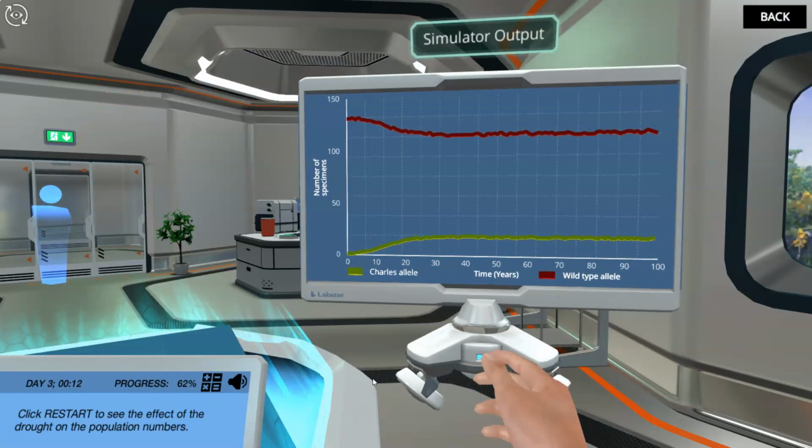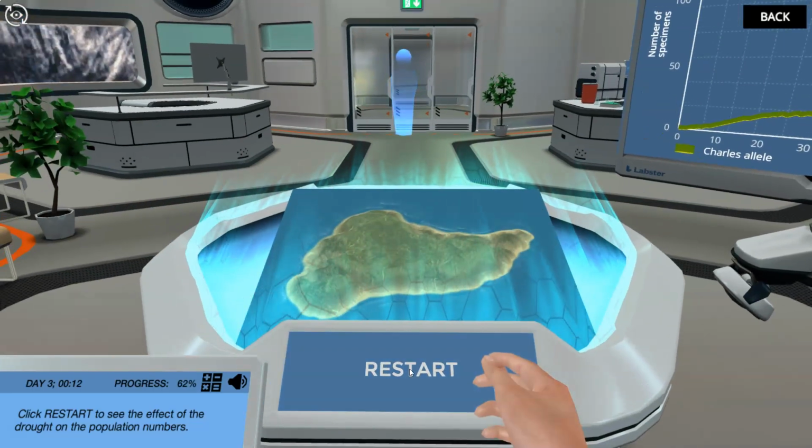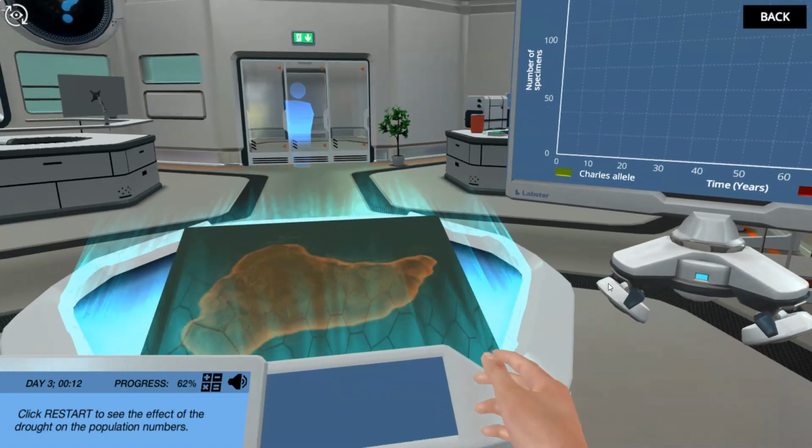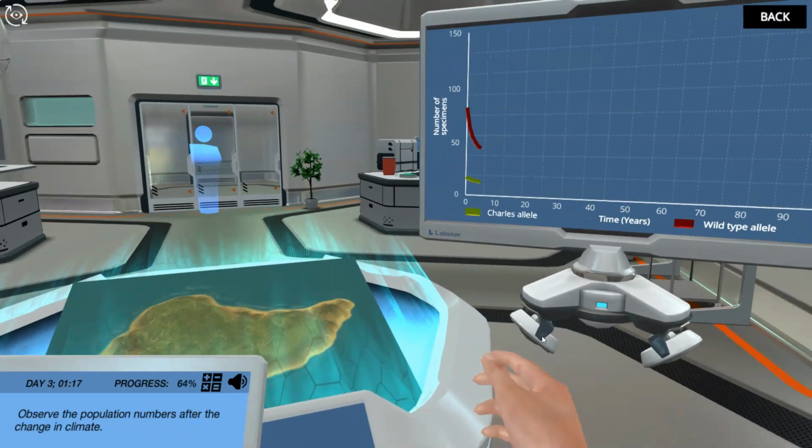Click Restart to see the effect of the drought on the population numbers. Observe the population numbers after the change in climate.